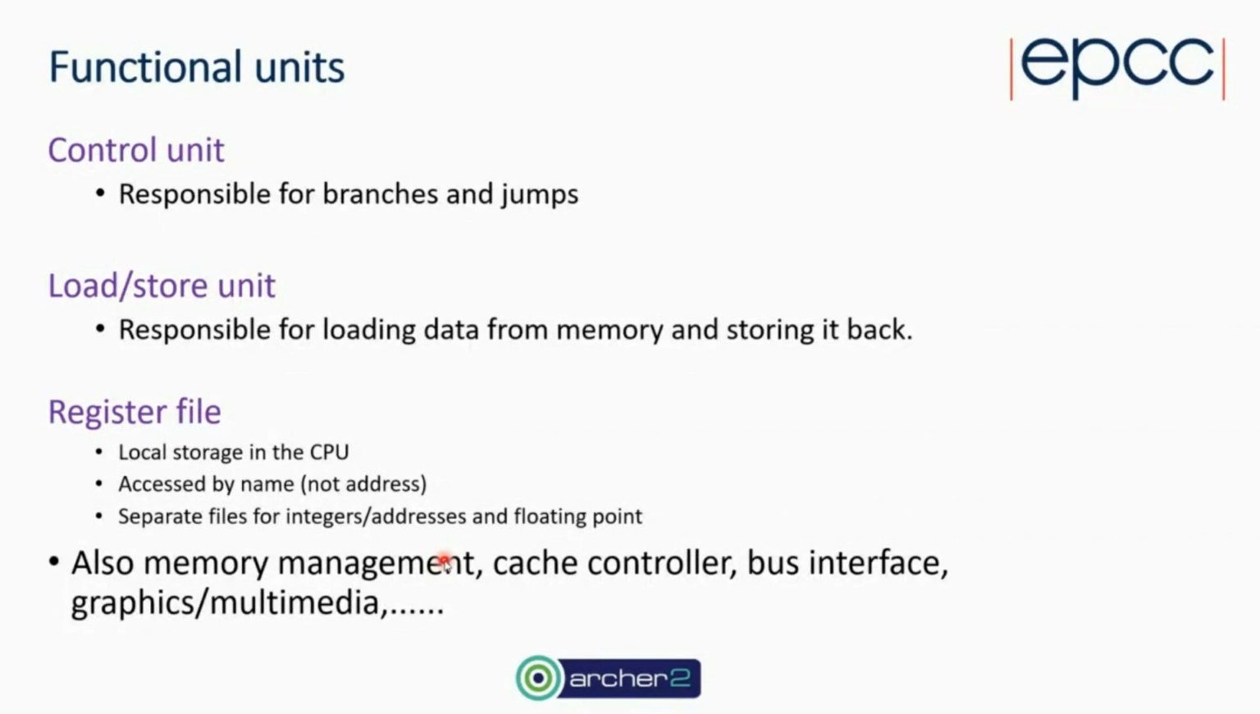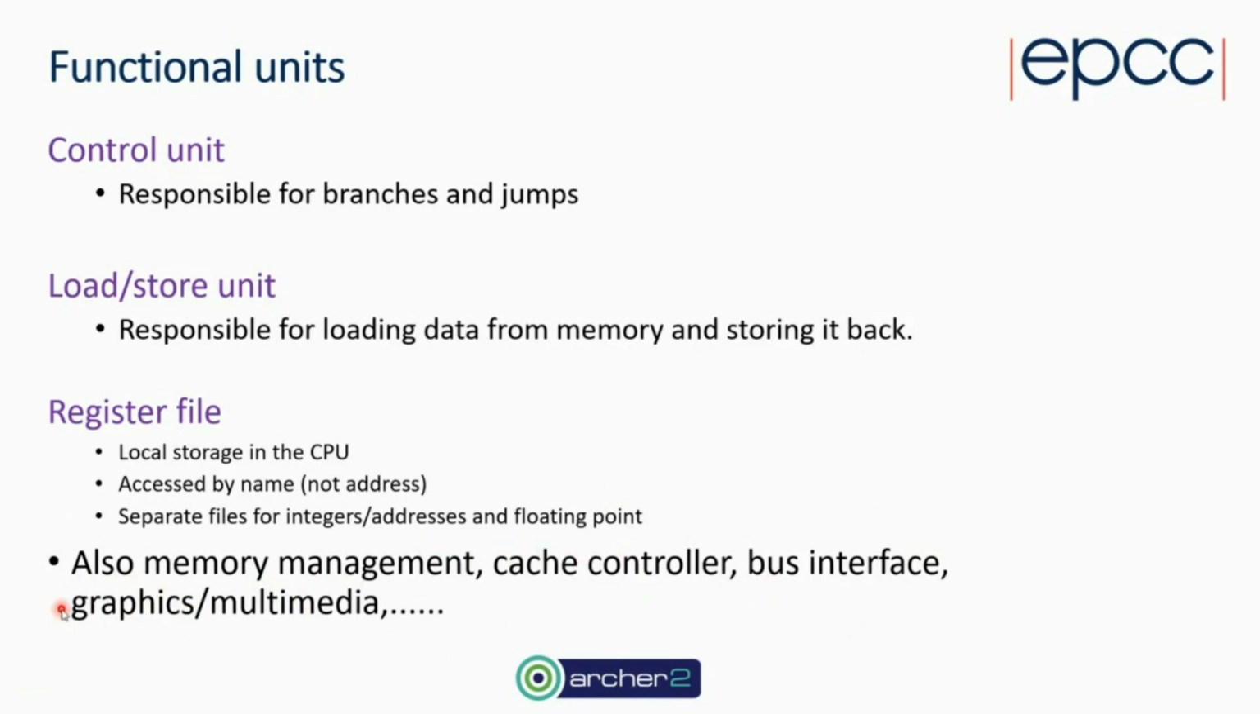There's a control unit which will do branch prediction and handling where the code goes next from branches and jumps. There'll be a load store unit for taking data in from memory and storing it back to memory, and then your registers, so the local storage associated with your processor, your core, and your application as it's running. There may also be a whole bunch of other things on the processor: memory management, cache controller, bus interfaces, graphics things.